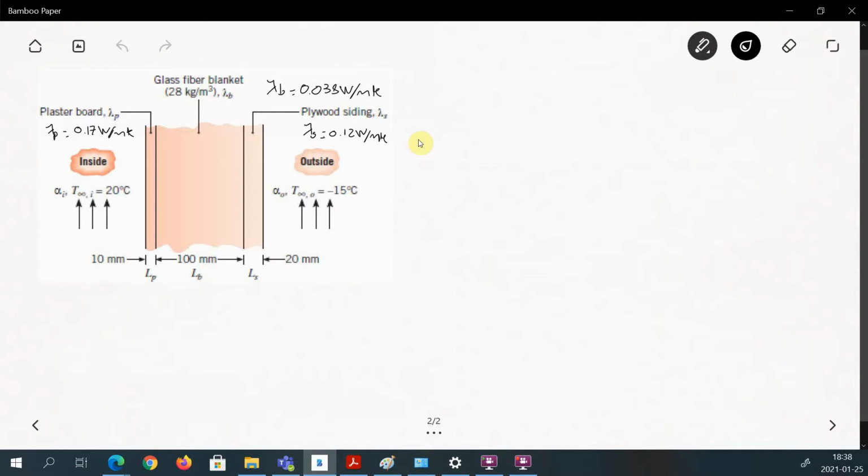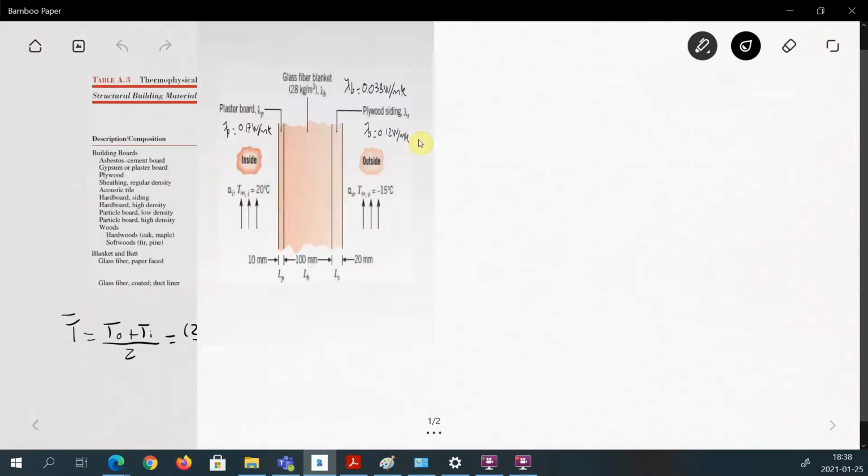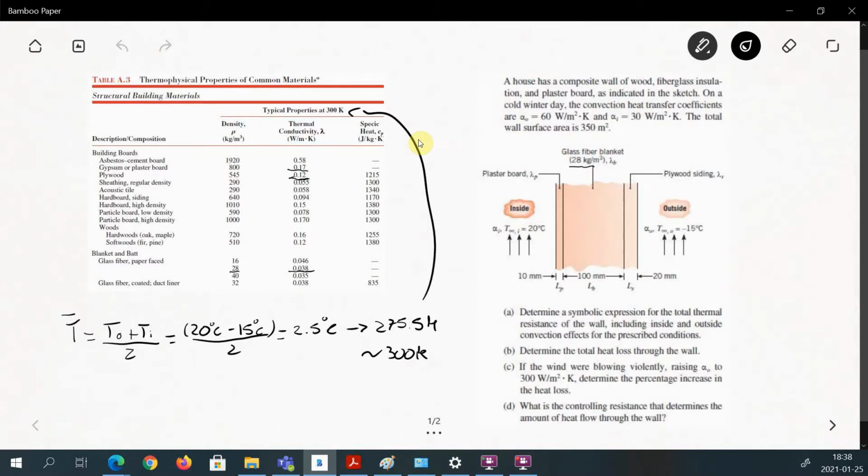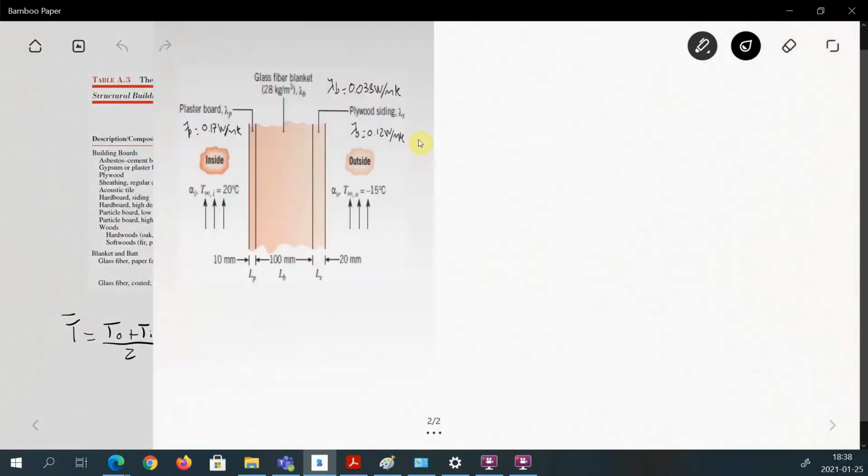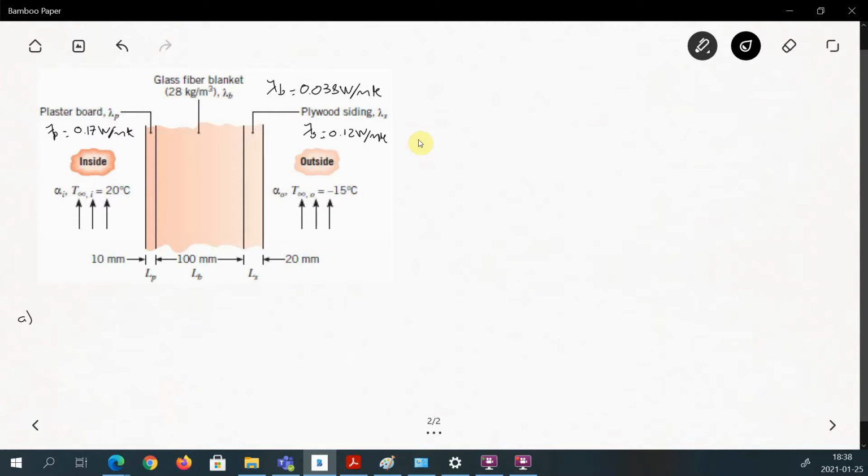So to solve the first question, we need to determine a symbolic expression for the total thermal resistance of the wall. The first thing we are going to do is make a sketch of the different resistances that are represented in this wall. We have a resistance at this point, because this is the convection side where wind is flowing. We have the conduction here, we have the conduction here, and then we have another resistance here.